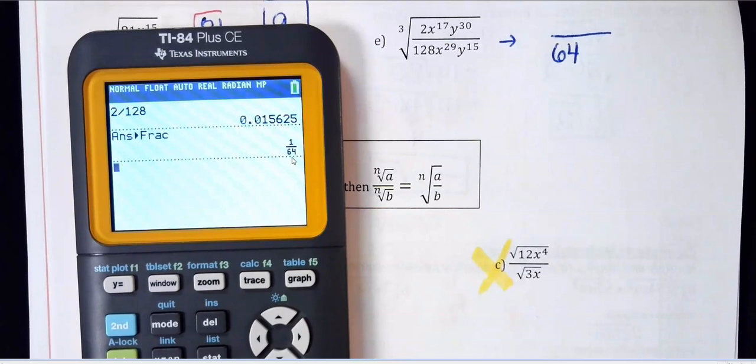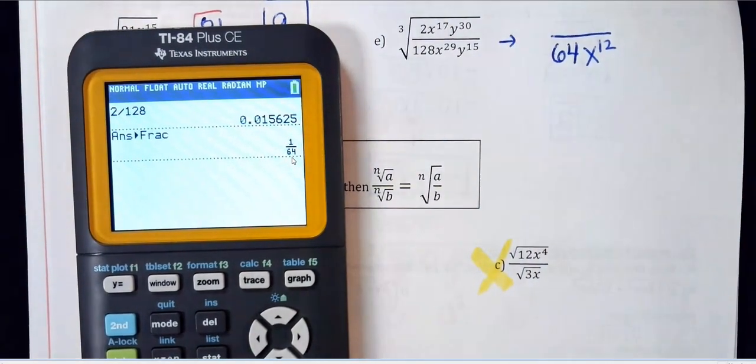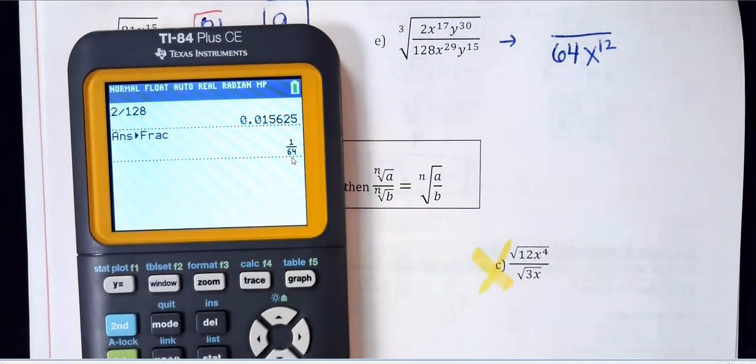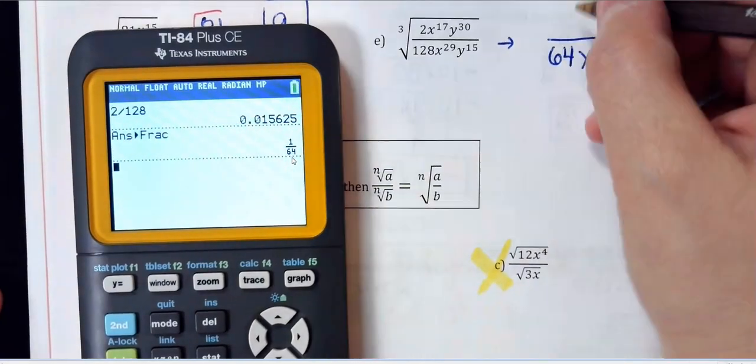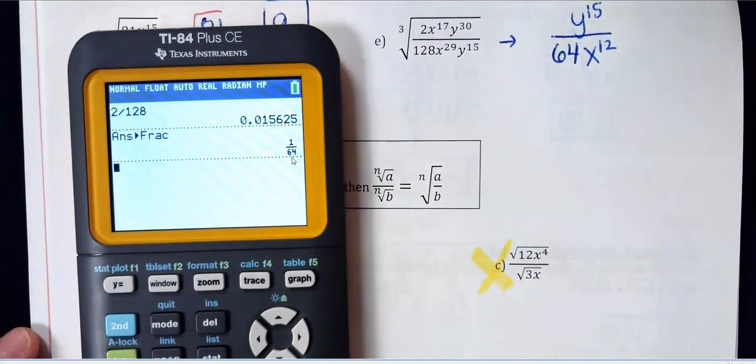So x's, do we have more on the top of the fraction or the bottom? Okay, the bottom, right? How many more? 12. Okay, so x to the 12th on the bottom. Those 17 on the top are going to cancel 17 on the bottom, but we would still have 12 left over. Okay, where do we have more y's, the top or the bottom? How many more? 15. So those 15 on the bottom would cancel 15 on the top, but we'd still have 15 left over.